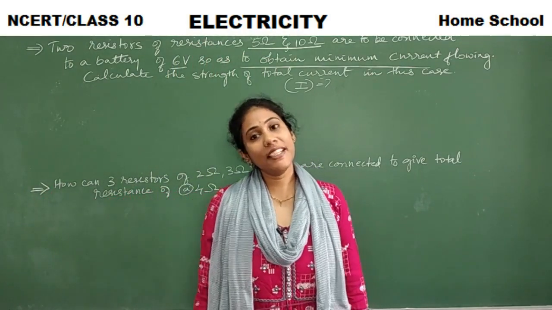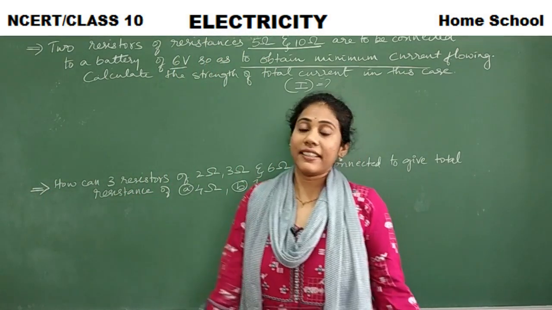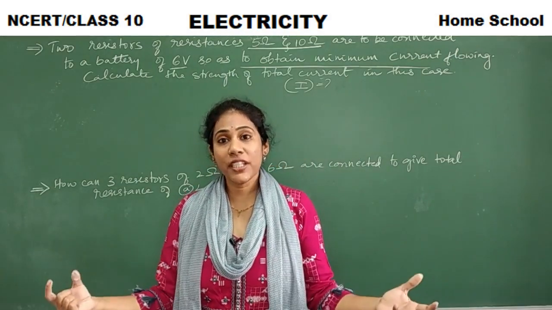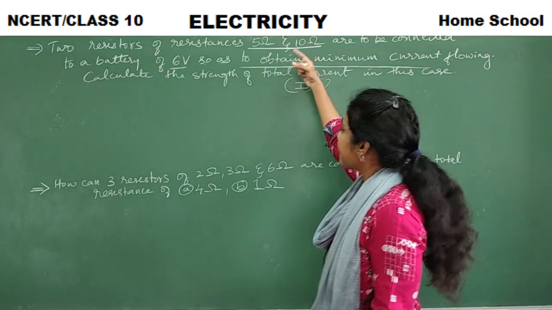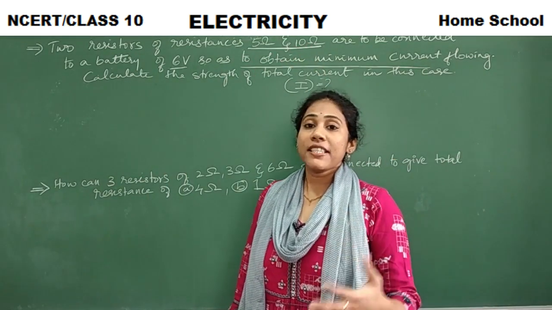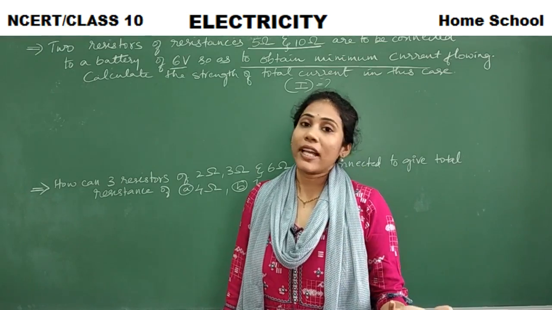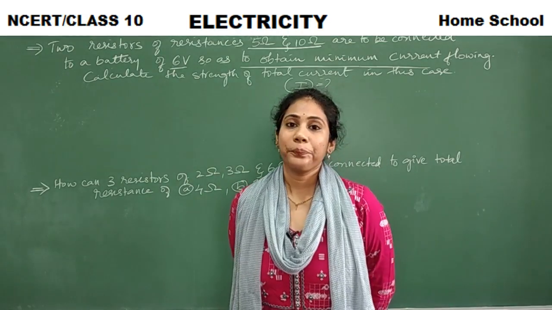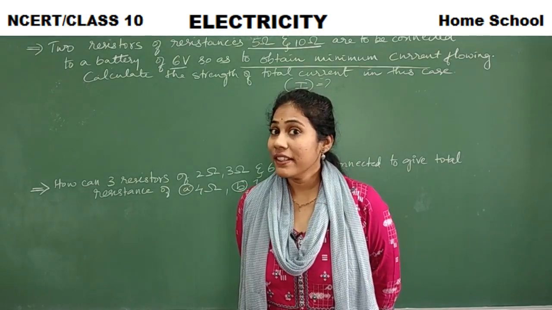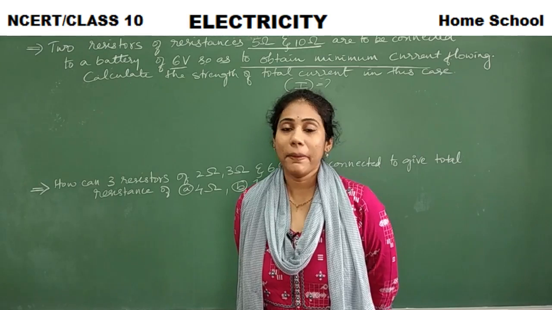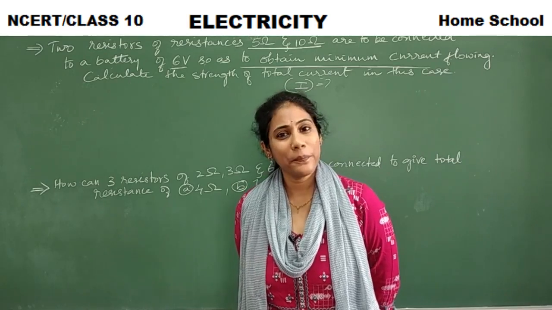Did they mention whether the two resistors are connected in series or parallel? No. They have not mentioned whether the resistors are connected in series or parallel. Then which is the formula that you consider to calculate total resistance, and then how do you calculate this I? Very confusing, isn't it? So in the question they haven't mentioned whether it is connected in series or parallel. Then how do you decide?